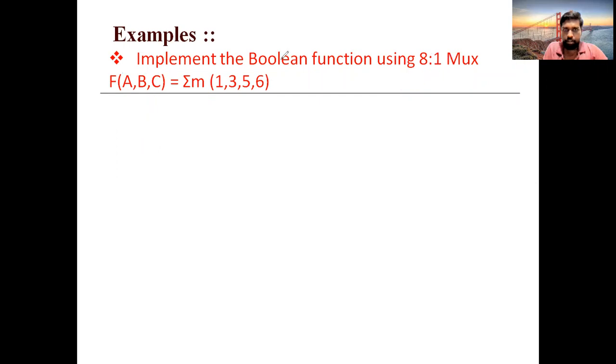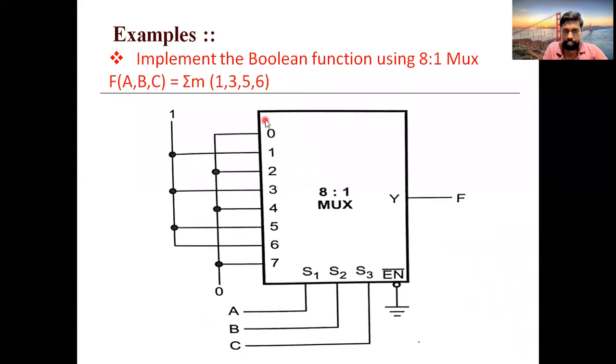Directly we can draw the 8 into 1 multiplexer first. Take inputs 0, 1, 2, 3 till 7. In total you will have 8 inputs and 1 output Y. Having 8 inputs means how many selector lines? 3, because 8 is nothing but 2 cube. So take 3 selector lines S1, S2, S3 and 1 enable. The names given for your selector inputs are A, B, C, so assign the names A, B, C.